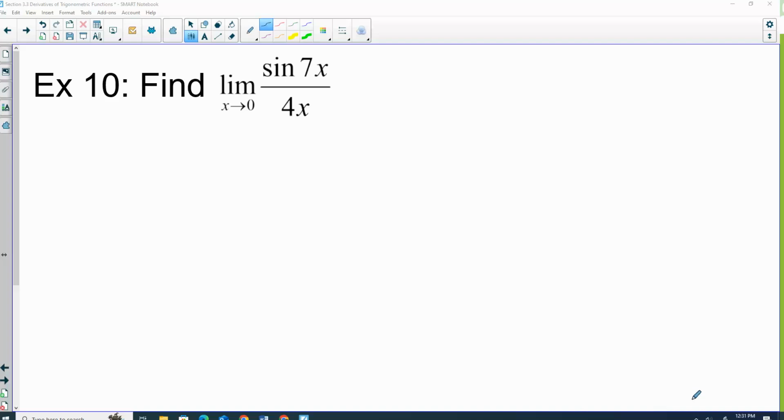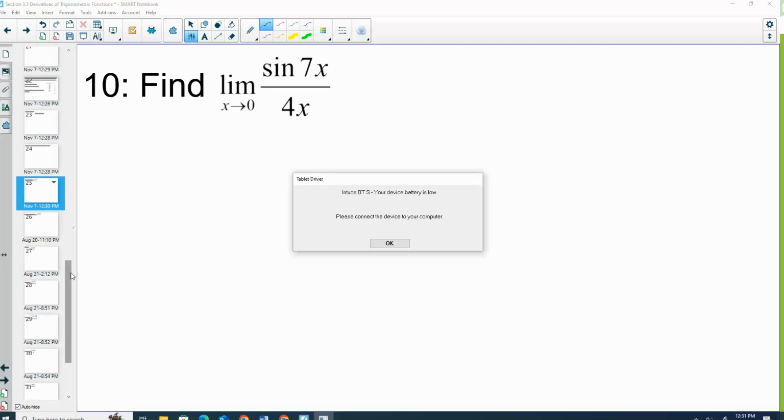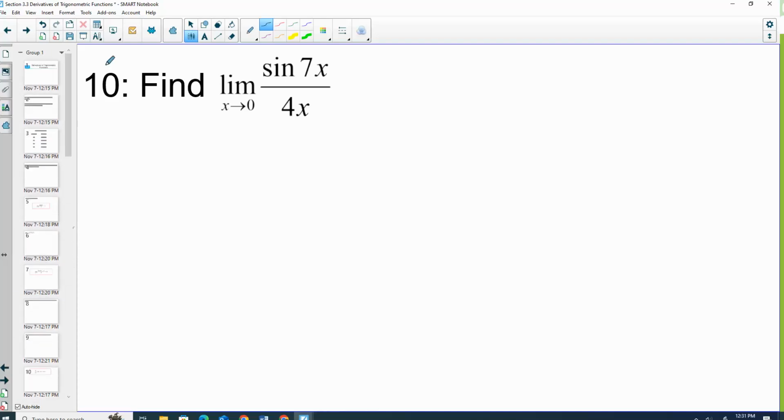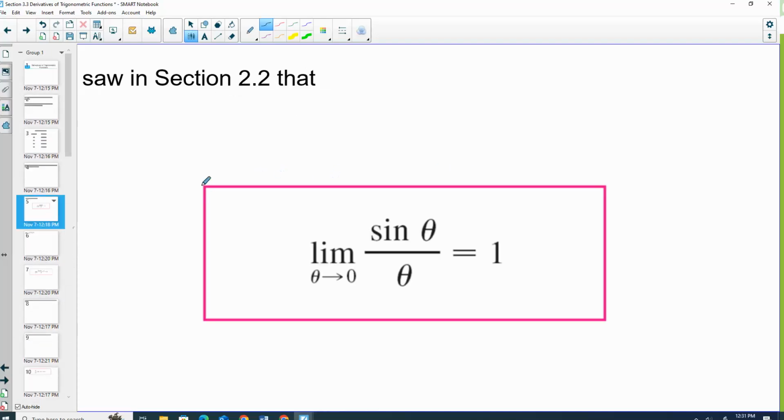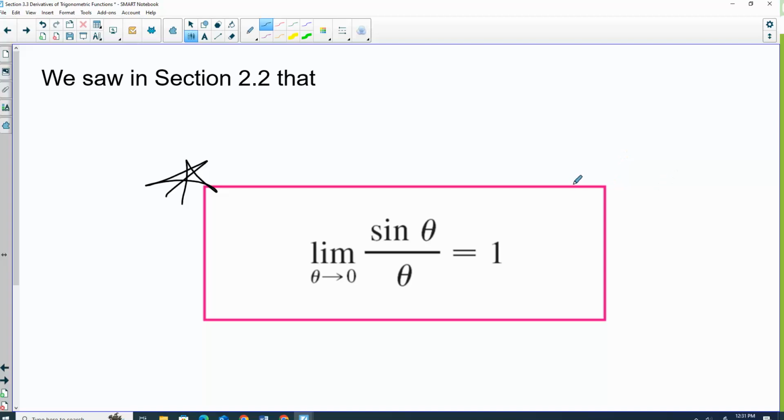We are still in the same section. Remember we began this section with the limit that we talked about in section 2.2? So the very beginning of this, we had this result from section 2.2. The limit as theta approaches 0 of sine theta over theta is equal to 1. It's something we saw back then. We were using graphs and charts to figure it out. Now we can accept it as true.